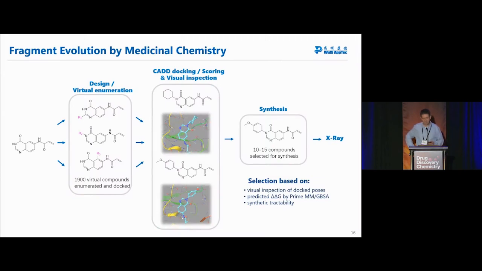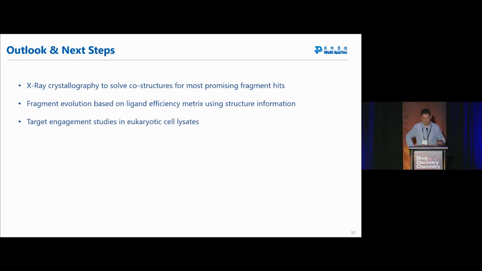And as you can see here, we are now initiating fragment evolution by MedChem, and we plan to synthesize 10 to 15 compounds. This is just an example; we would consider 3-4 iterative cycles of fragment growth, and we will test, of course, every compound in nano-DSF, MST, mass spec and crystallography, and we hope to be able to improve the potency and the selectivity.